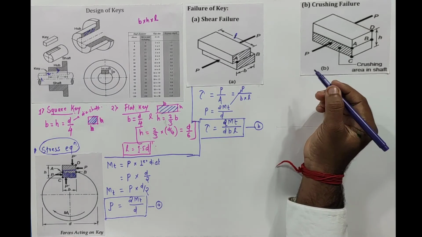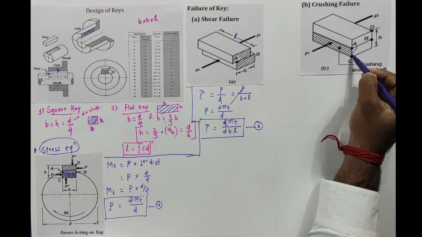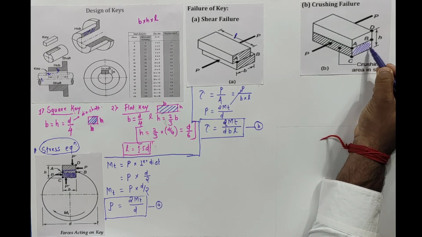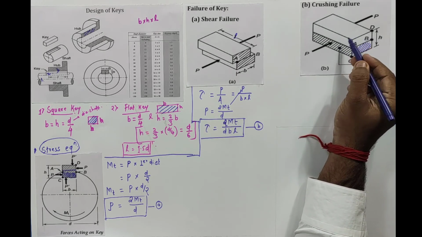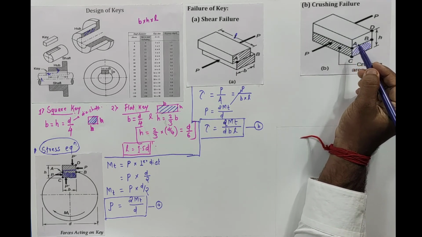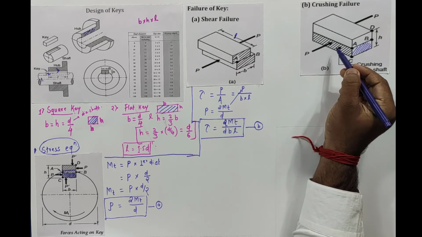Now, in case of crushing failure, crushing means what? The crushing area, this much. This is the area which is included in the shaft. And at the time of working, compressive force is generated throughout the structure in this case. So the bottom portion has more load, that is the crushing area that we need to consider.